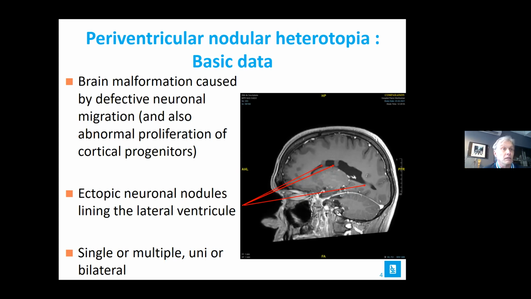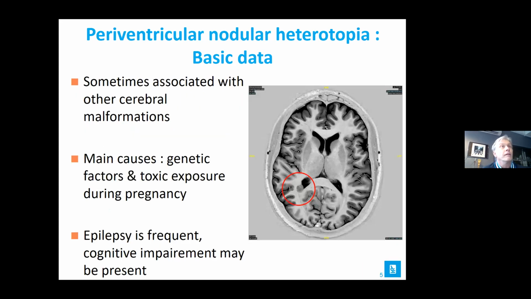Heterotopia can be single, can be multiple, they can be uni or bilateral. They can be associated with sometimes severe other cerebral malformations. And as I read, their main causes are obviously represented by genetic factors, but very often associated with some toxic exposures during pregnancy. Epilepsy is very frequent. Cognitive impairment may be present, but it is not constant.